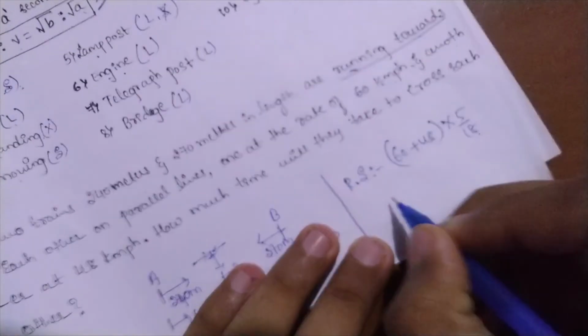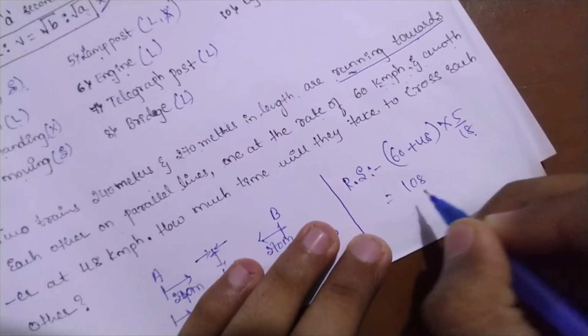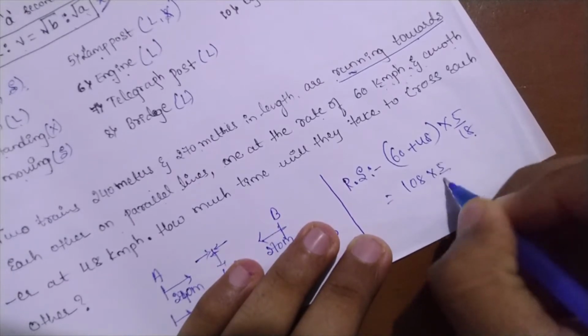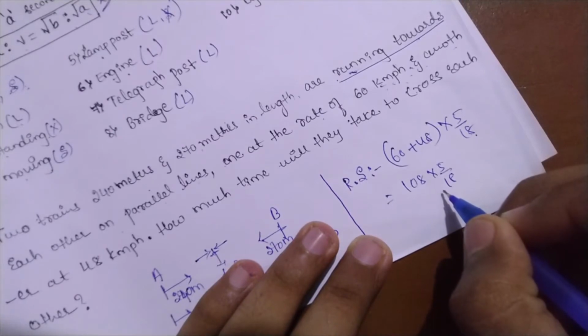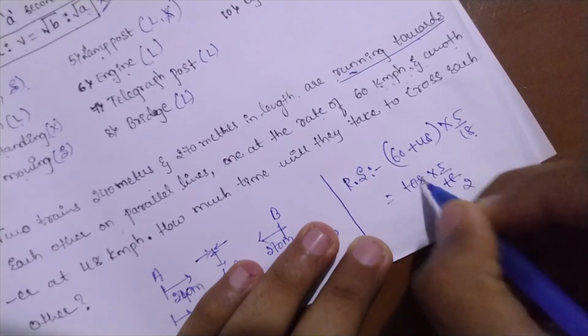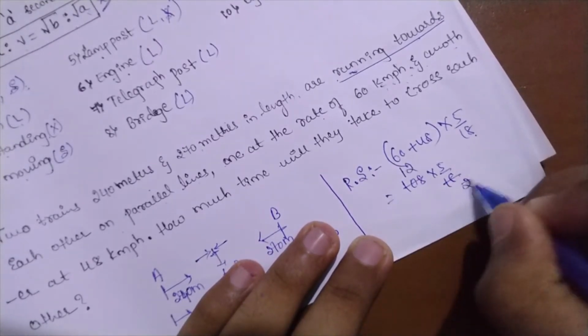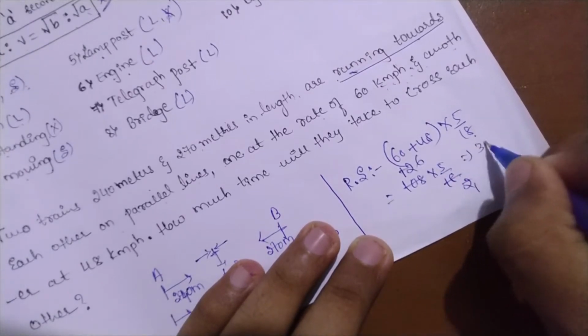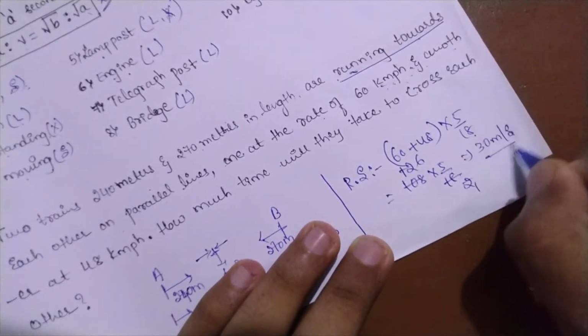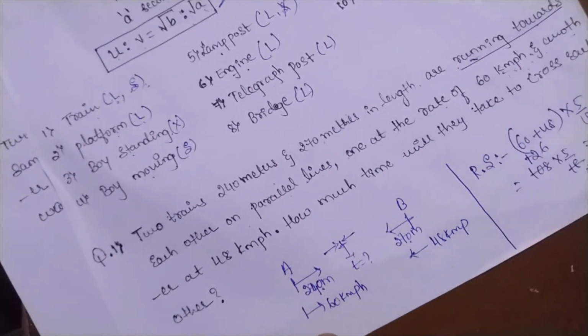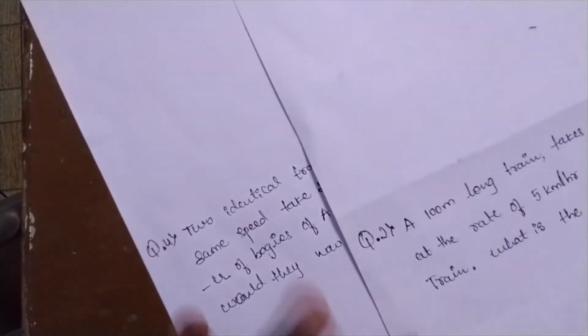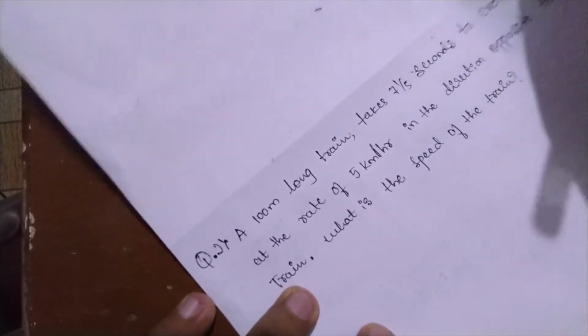So let us come here. It's 108 into 5 by 18. Cancelling, 9 2s are 18, and 9 12s are 108, which equals 30 meter per second. So the relative speed is 30 meters per second, and the lengths are 240 and 270. We have the length, we have the speed, and we need to find the time. It's easy.